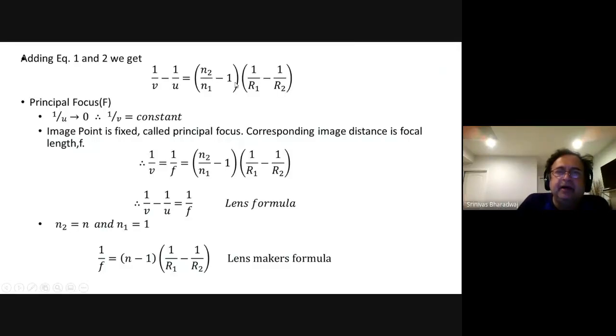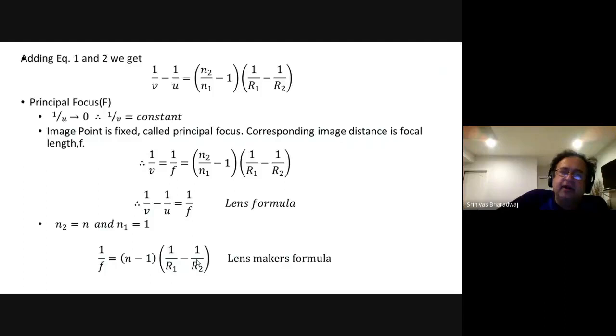Typically n2 by n1 becomes 1.5. Therefore you end up with 1 by v minus 1 by u equals 1 by f, which is called the lens maker's formula. What is f? f is called the principal focus, and it is a length, the focal length. The focal length equation is 1 by f equals 0.5 times (1 by R1 minus 1 by R2).